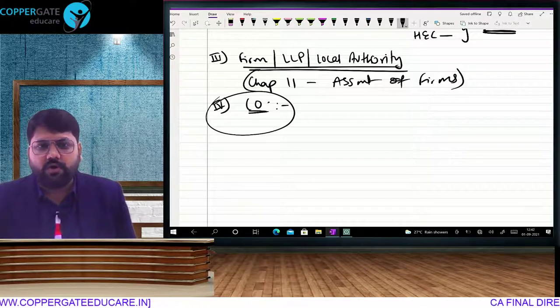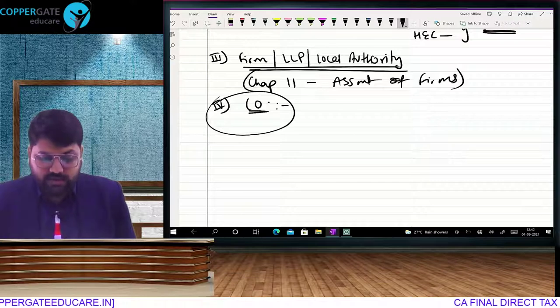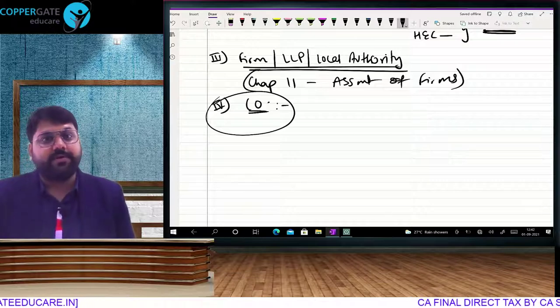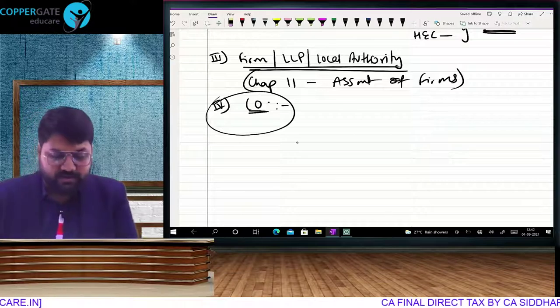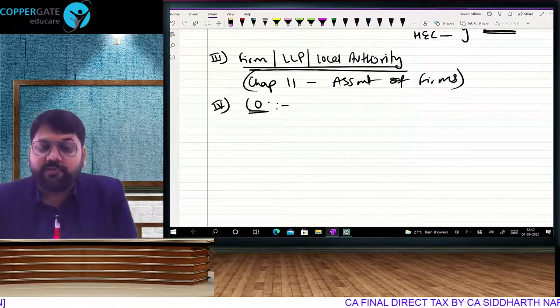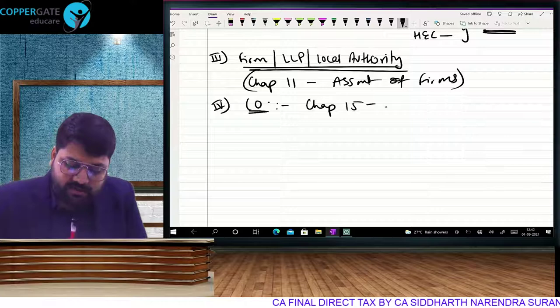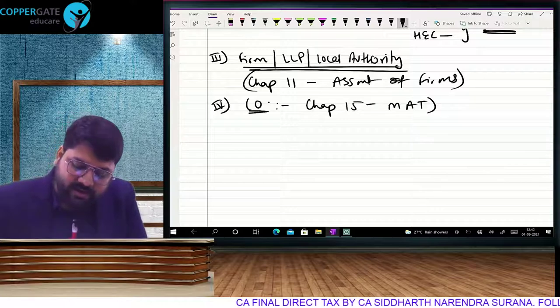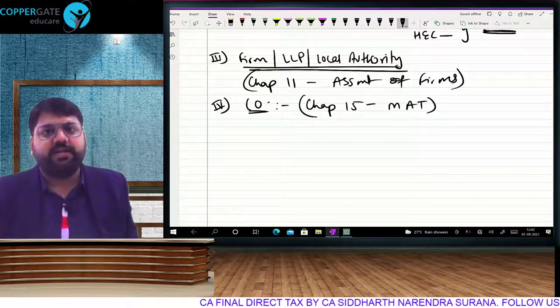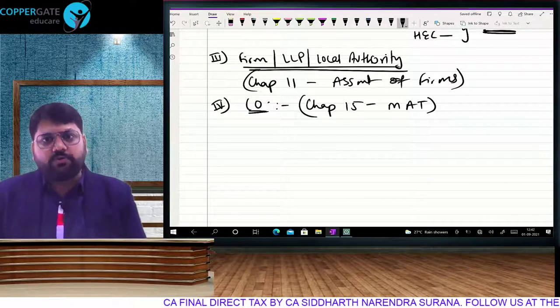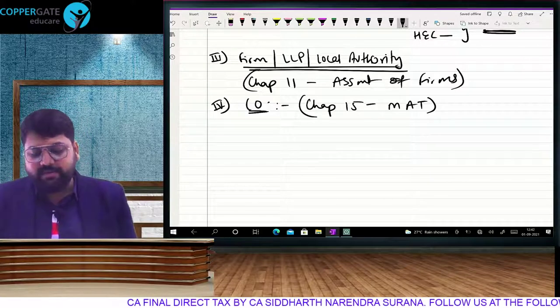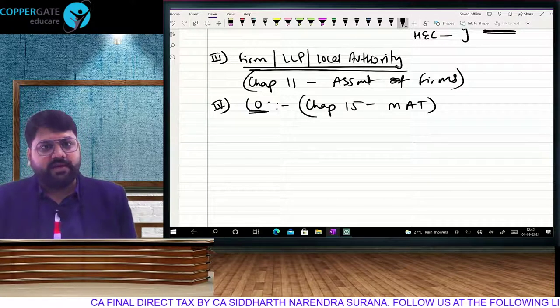You have to learn corporate taxation, because it was also not a part of intermediate. Company taxation is not a part of intermediate. So you have to do that. And for company taxation, we have a special chapter, chapter number 15, minimum alternate tax, a specially dedicated chapter exclusively applicable only for companies, MAT, minimum alternate tax.